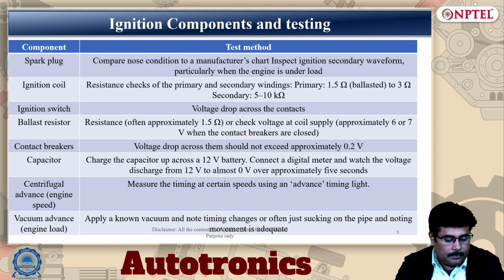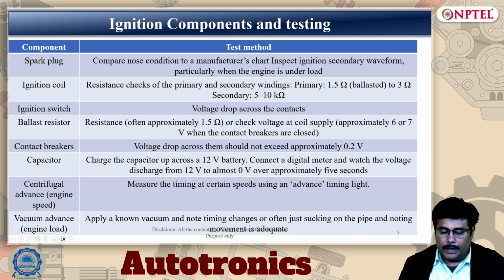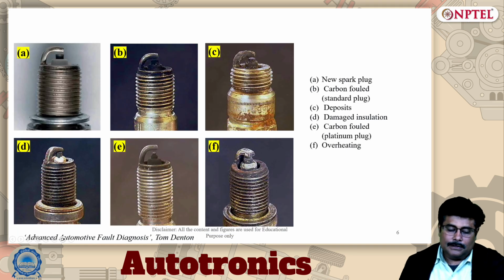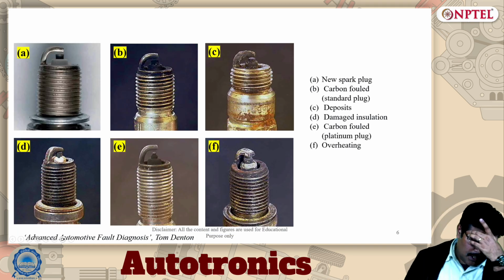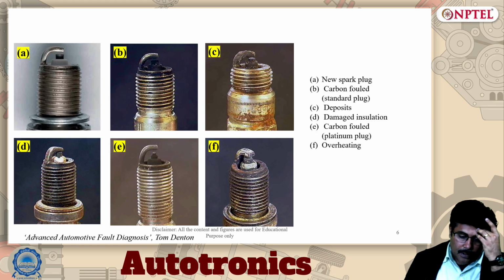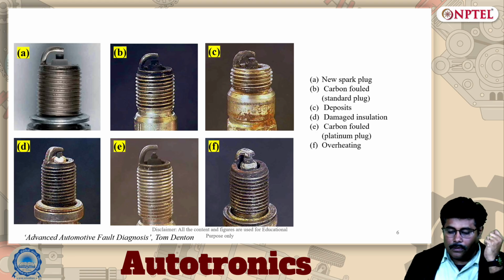Next, we have the centrifugal advance, where you measure the timing at a certain speed using an advance timing light. Then we have the vacuum advance, where the engine load is there. Apply a known vacuum and note the timing change, or often just look for a defect in the piping and note that movement is adequate.